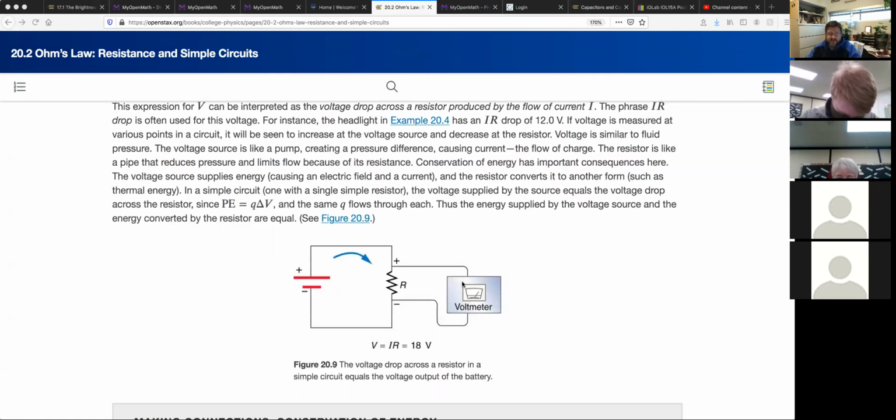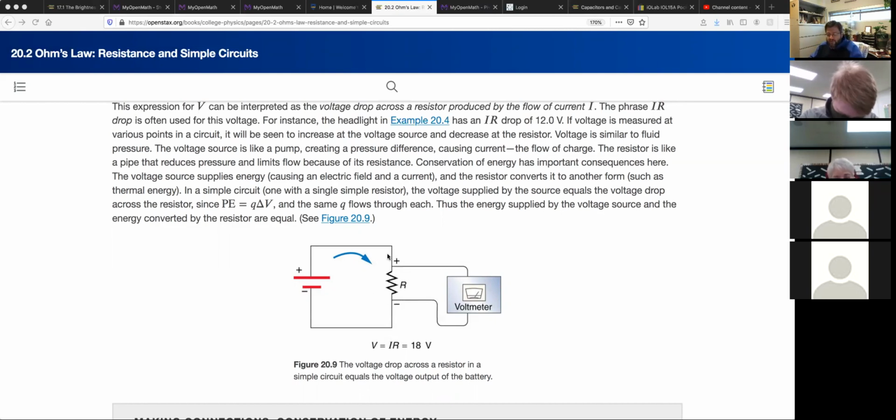But voltmeters are designed to have no current going through them, because if the current goes through them, that will actually affect the current going through this resistor, because there's only so much current. If you have some of it taking a turn off this way, then it won't all be going through here, and that will affect the voltage across the resistor.